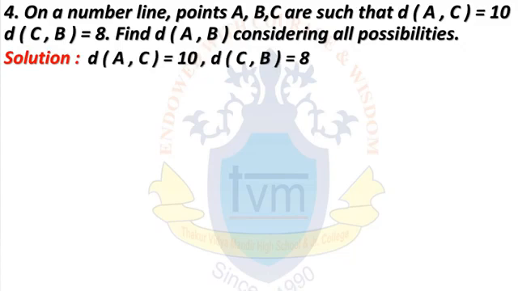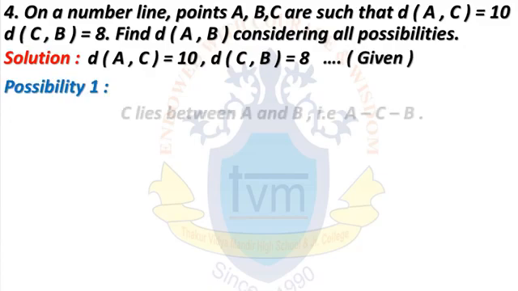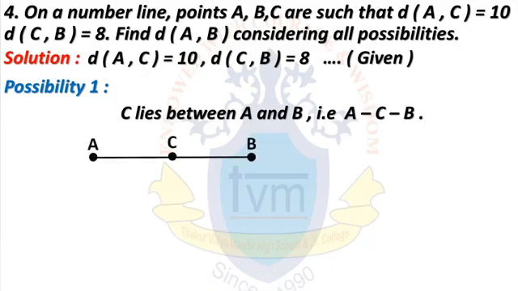Here it is given that points A, B, C lie on the same line, but the positions of points A, B and C are not mentioned. It means we don't know which point will lie between the other two. So here we have some possibilities. Possibility number 1: if C lies between A and B, it means A-C-B, so C is between A and B. So here we have a figure.